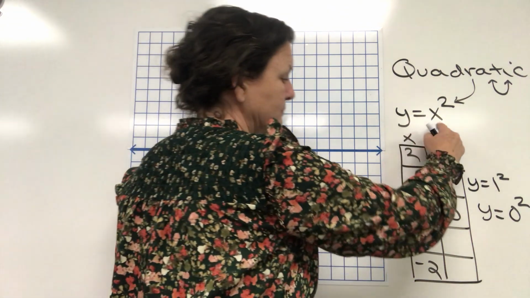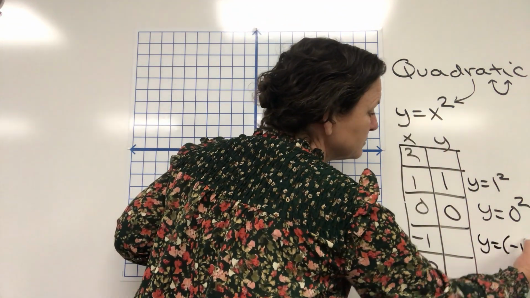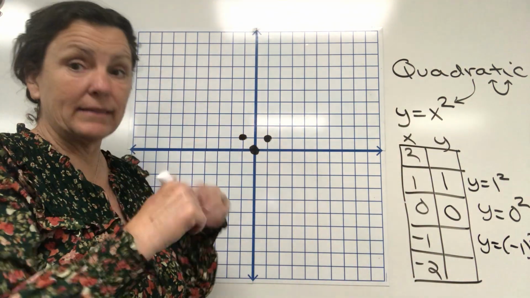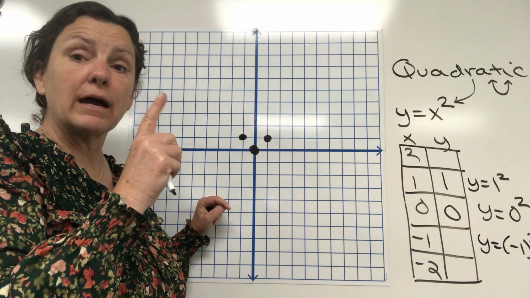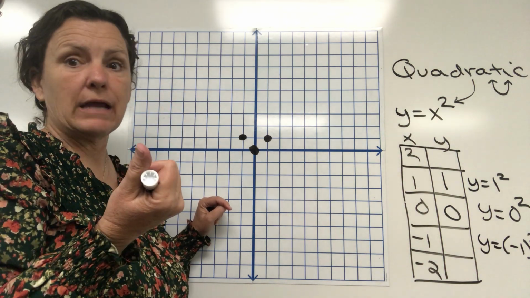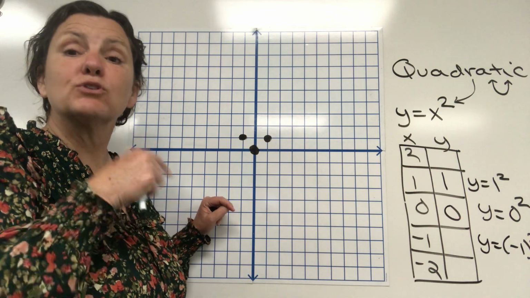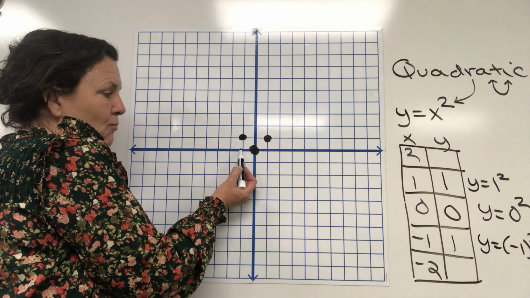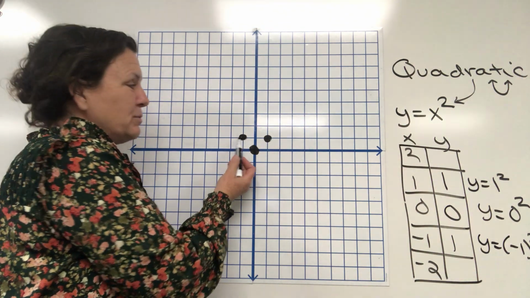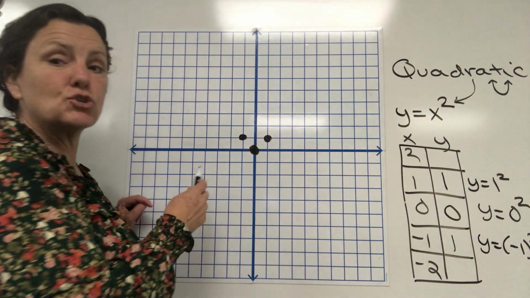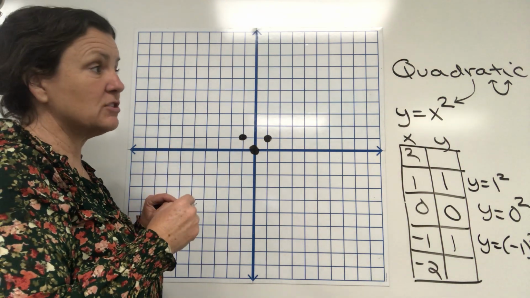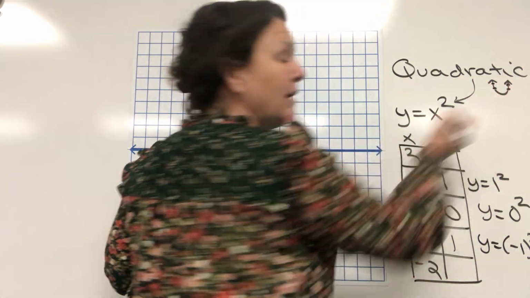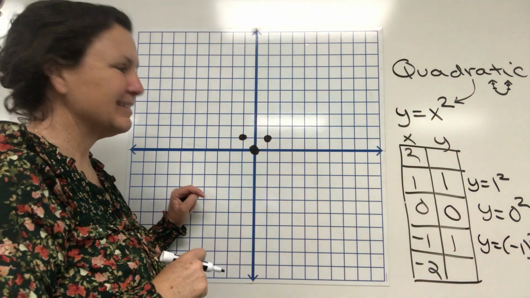I'm going to plug in -1. Now, that's not just -1 squared. That's -1 in parentheses squared, which means -1 times another -1. What is a negative times a negative? Positive. And what's 1 times 1? 1. So there's that point I was just talking about, (-1, 1). But we already knew it was going to be sitting there because we have symmetry, or balance, on each side. This is a curve that on each side has an equidistant point on the other side. Cool? Cool.